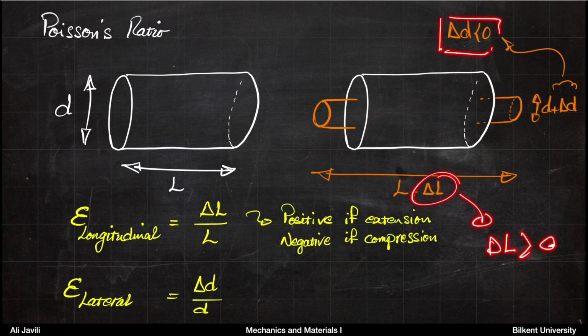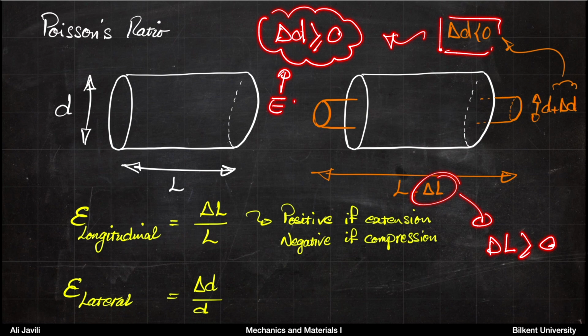For a very particular family of materials, you may have delta D equal to or larger than 0, but these are usually exceptional materials. Okay, so we talk about that also, but this is not very common.